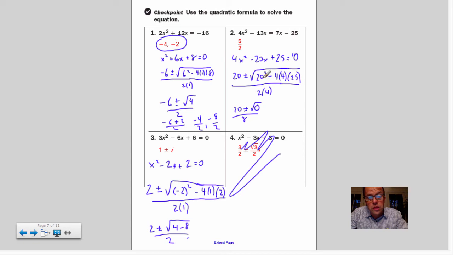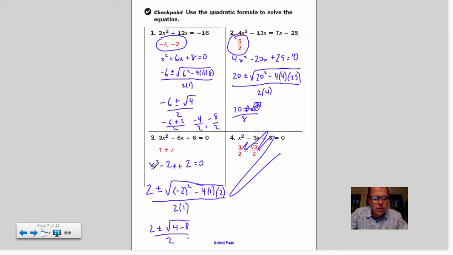Example 2, notice the discriminant. 20 squared is 400. 4 times 4 times 25 is 400. 400 minus 400 goes to 0. And then basically this disappears, right? It's just 20 divided by 8, which reduces to 5 halves. So if you got this answer, fantastic.